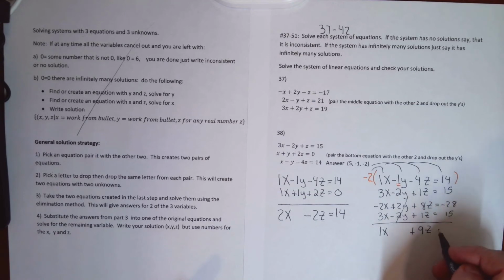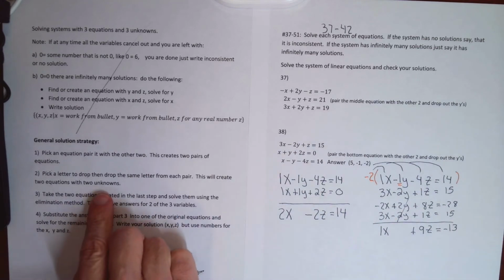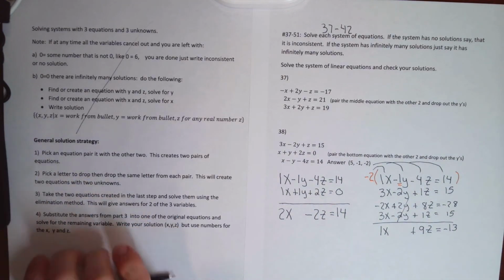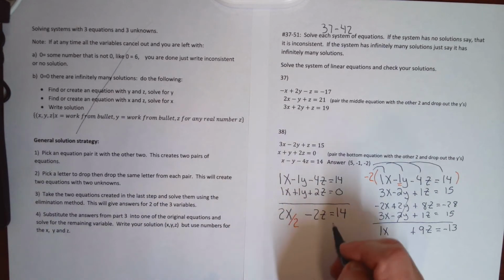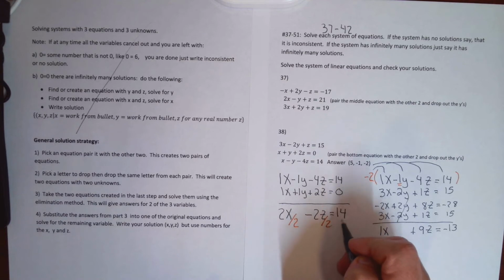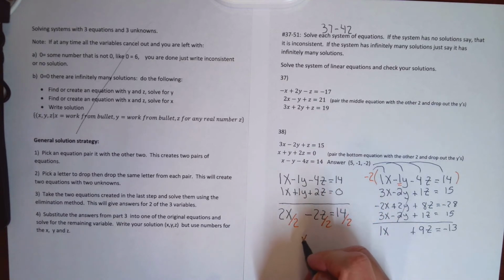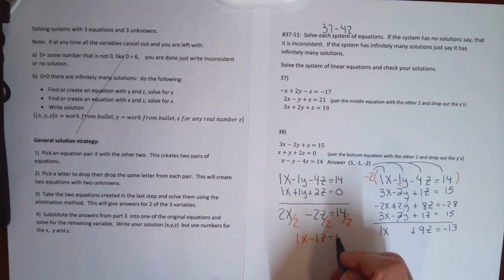And negative 28 plus 15 is negative 13. That's the end of step 2. I picked the y, I dropped it from both pairs. From this first pairing of equations, if at any time all the variables are divisible by the same number, it's permissible to do the division and work with the more simplified form of that equation.